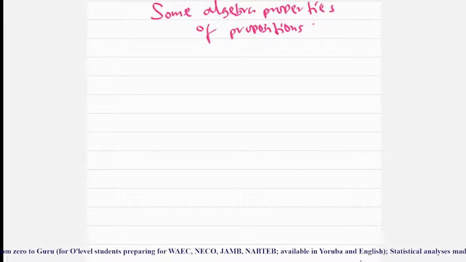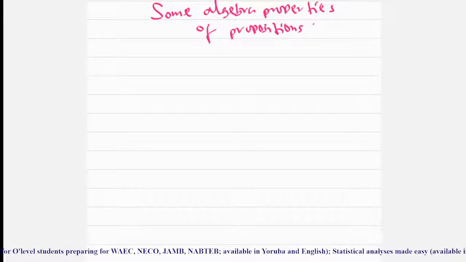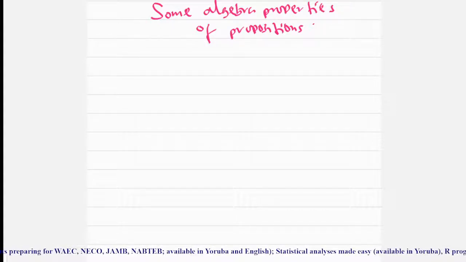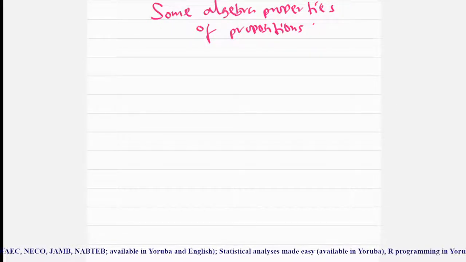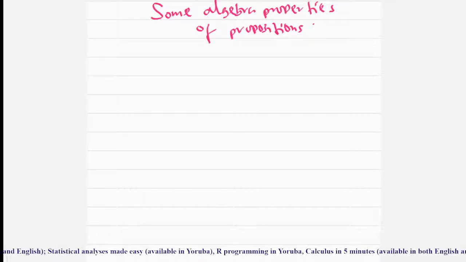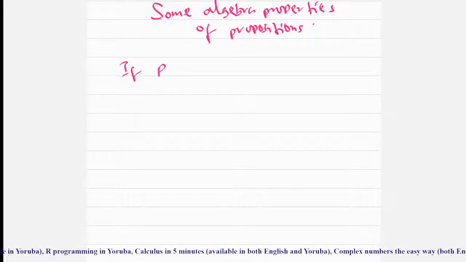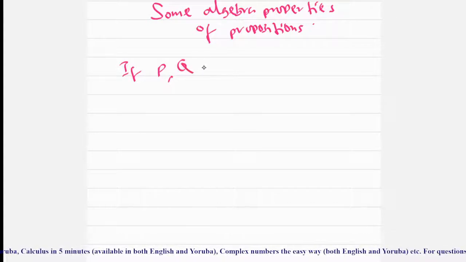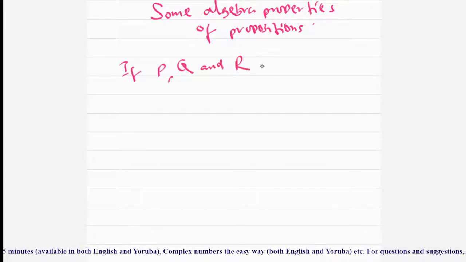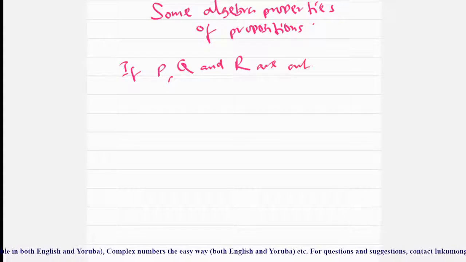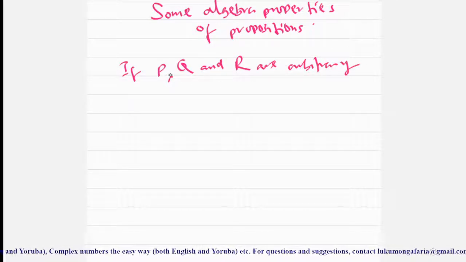Since these connectives are logical operators used to join two propositions together, they definitely have certain properties. One of the properties is: suppose P, Q, and R are arbitrary propositions.